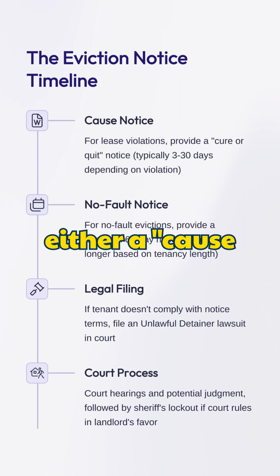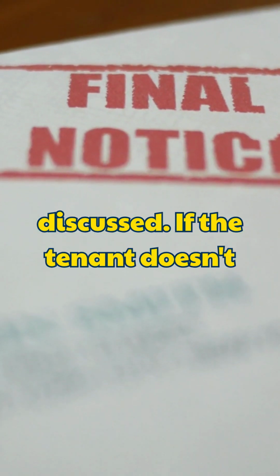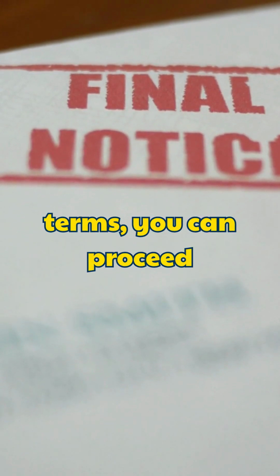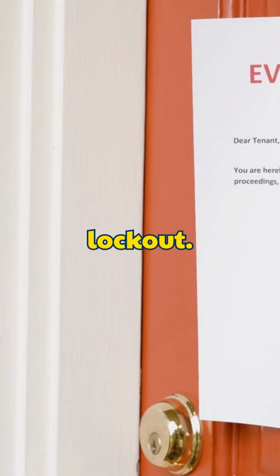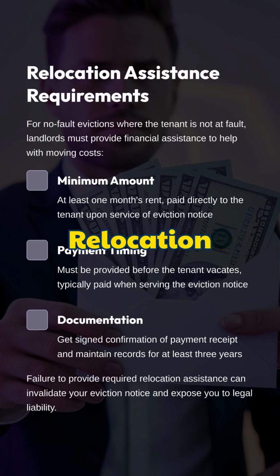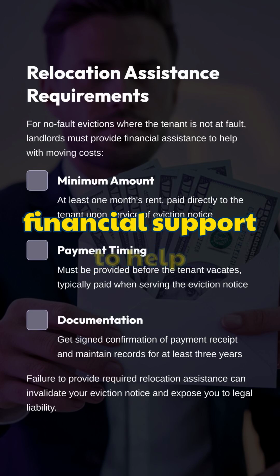It starts with either a cause notice for lease violations or a no-fault notice for the scenarios we just discussed. If the tenant doesn't comply with the notice terms, you can proceed with a legal filing. This leads to a court process, and if the court rules in your favor, the sheriff can ultimately carry out a lockout.